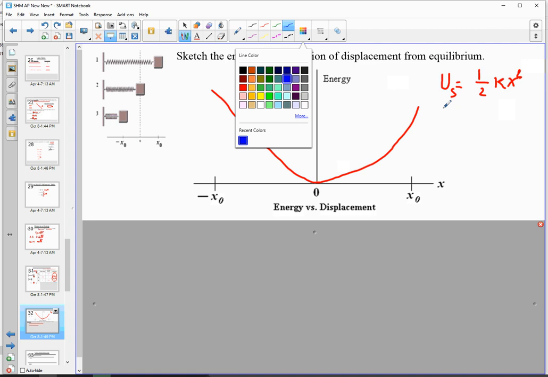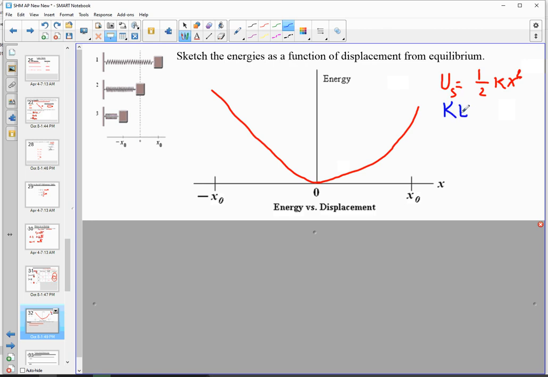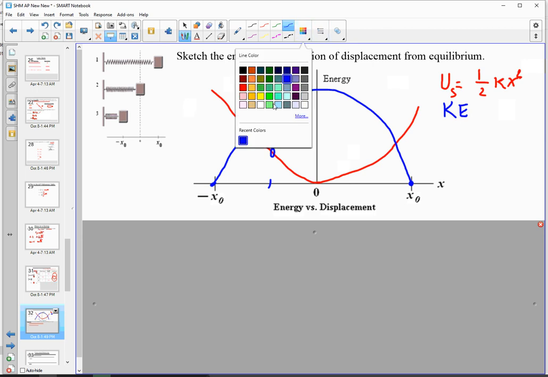Let's switch colors to do the KE. We'll do the KE in blue. And the kinetic energy, of course, as we talked about, is going to be 0 at the extremes. And since the total energy doesn't change, the total energy will be a flat line across the top. The red curve and the blue curve will have to add to the total, which I'll do as a green curve in a moment. So this must be a parabola that's upside down, so that at any given spot, if you add that number and that number, it will give you the total energy.